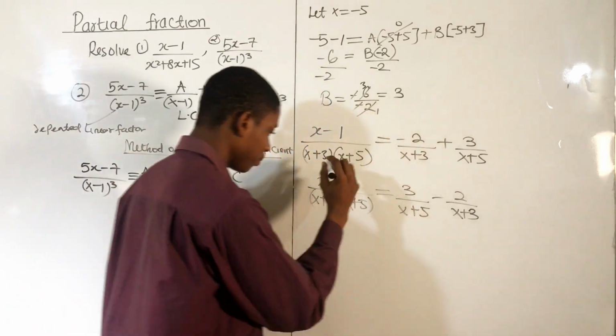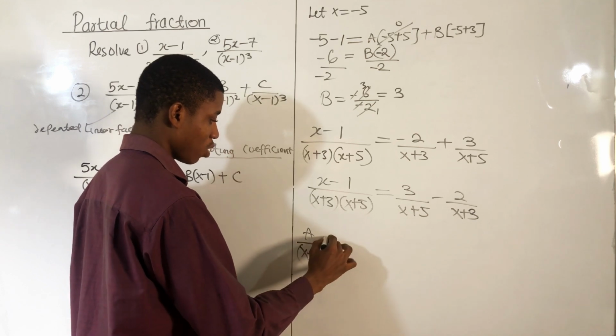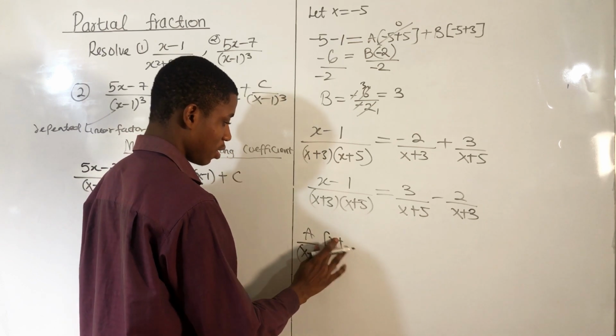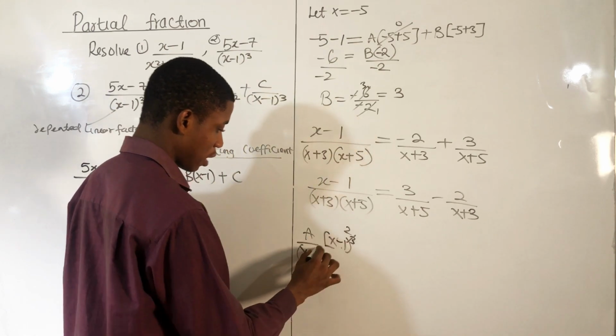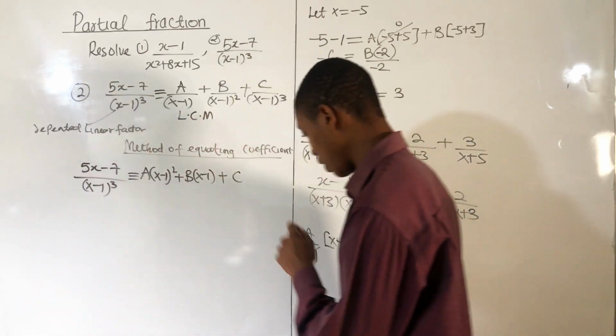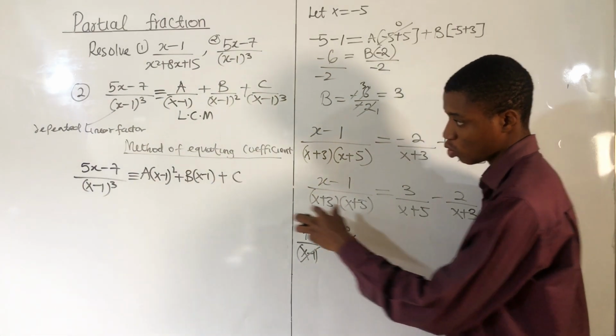So if we have a over what? (x-1) multiplied by the LCM, (x-1)^3, this will be 2 and this will be 1. So that's why you're having a bracket (x-1) all squared.